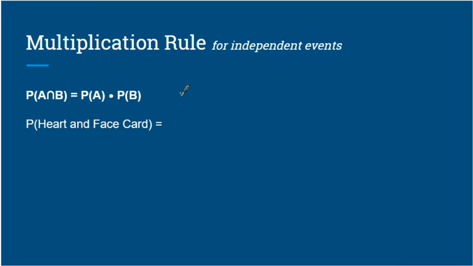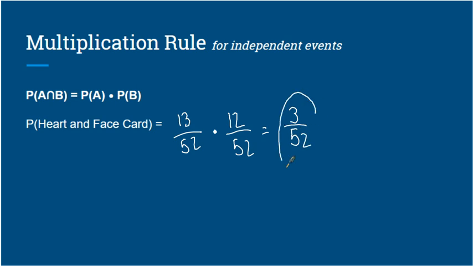So the probability of choosing a heart and a face card. The probability of getting a heart would be 13 out of 52. That's how many hearts are in the deck. And the probability of getting a face card would be 12 out of 52. And then we are going to multiply those two numbers. And when I do that and simplify it, I get 3 over 52. So that is my probability of getting a heart and a face card.